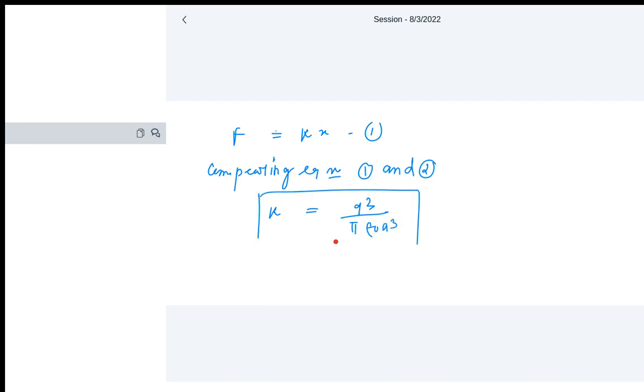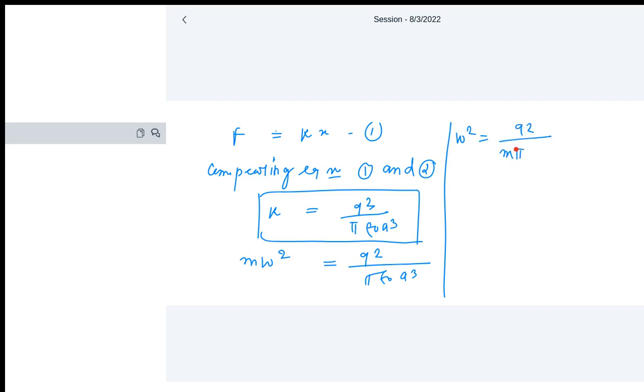Pi epsilon 0 aq. Pi is nothing, omega square, Q is nothing but equals to epsilon aq, pi epsilon 0 aq. So omega square is nothing but q square upon m pi epsilon 0 aq. So omega is nothing but root of q square upon m pi epsilon 0 aq.